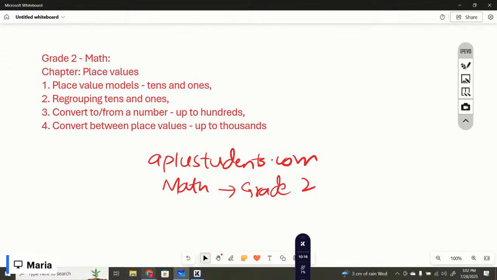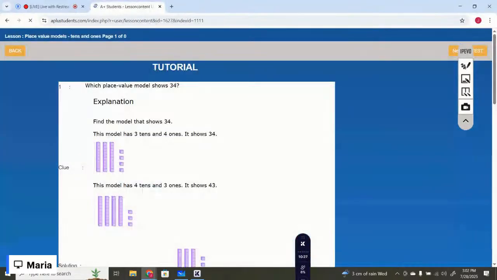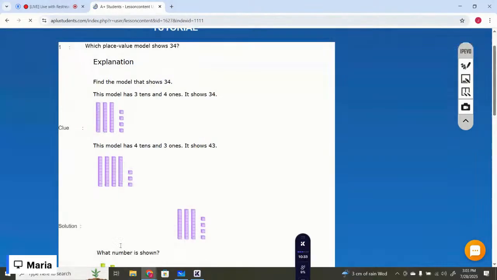Here I'm on grade 2 math. Let's just start with the first lesson, that is place value models tens and ones. Which place value model shows 34? Basically, we are given them to understand those models first.